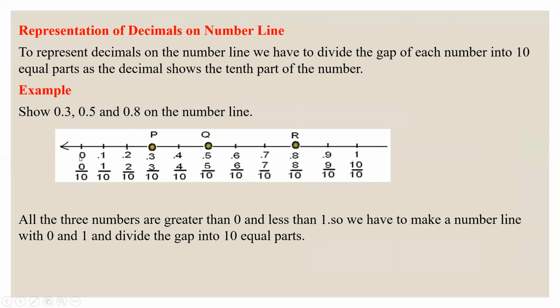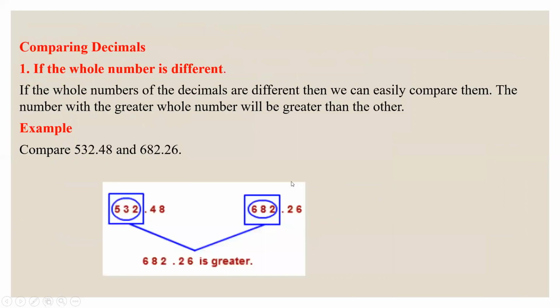First, we will draw a number line. Since all these three numbers are greater than 0 and less than 1, so we have to make a number line with 0 and 1 and divide it into 10 equal parts. 0.3 can be represented as 3 by 10, 0.5 can be represented as 5 by 10, and 0.8 can be represented as 8 upon 10.